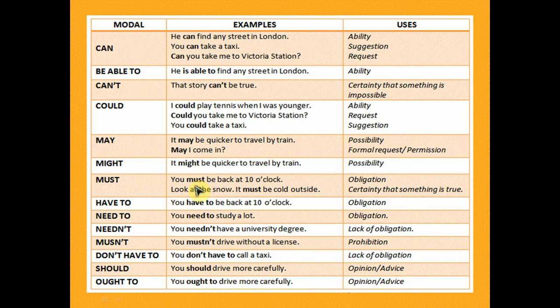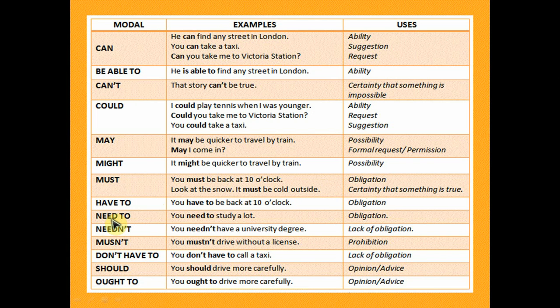For example, you must be back at 10 o'clock. So here I make an obligation. You must be back at 10 o'clock, or you will be banished, for example. Look at the snow. It must be cold outside. Here, when I say the snow, I'm sure that it's cold outside. So I say it must be cold outside. Have to. Have to is also used to talk about obligation. For example, you have to be back at 10 o'clock.